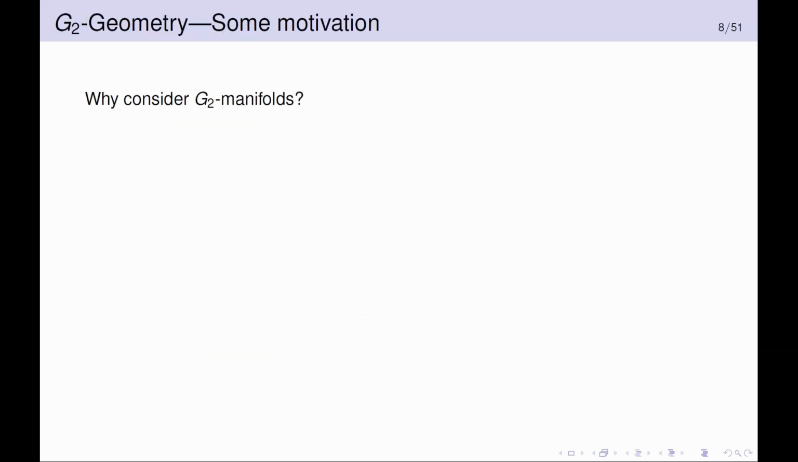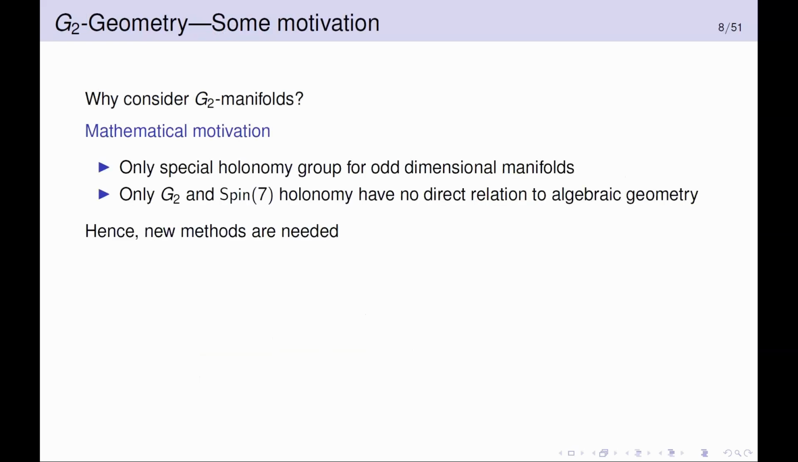And why G2? There is a mathematical motivation. It's the only special holonomy group that occurs in odd dimensions. So a lot will be different from other holonomy groups. And together with Spin(7), these are the only groups which don't have any obvious connection to algebraic geometry. So you're definitely out of your comfort zone. Yeah? So you need some new methods, and that makes it interesting, I believe.